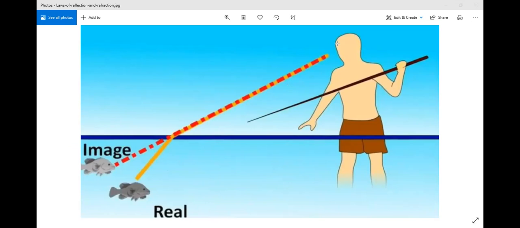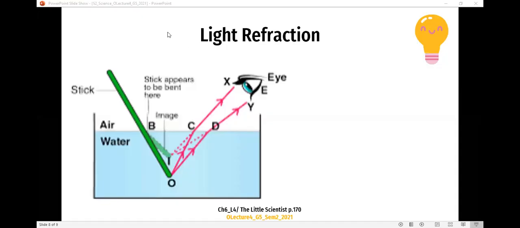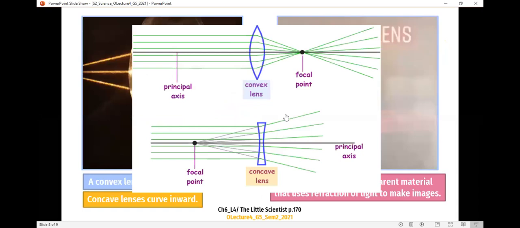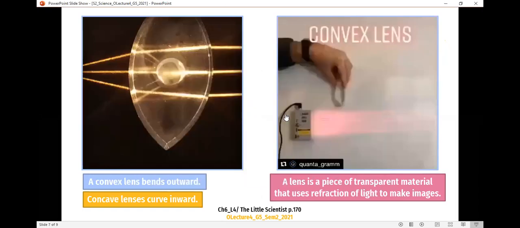Okay? So refraction is when light bends. Light changes its speed and its direction, and the incident ray and the refracted ray are not in the same medium. How do lenses work? Lenses use the refraction process to work. And there are two types of lenses. Look.